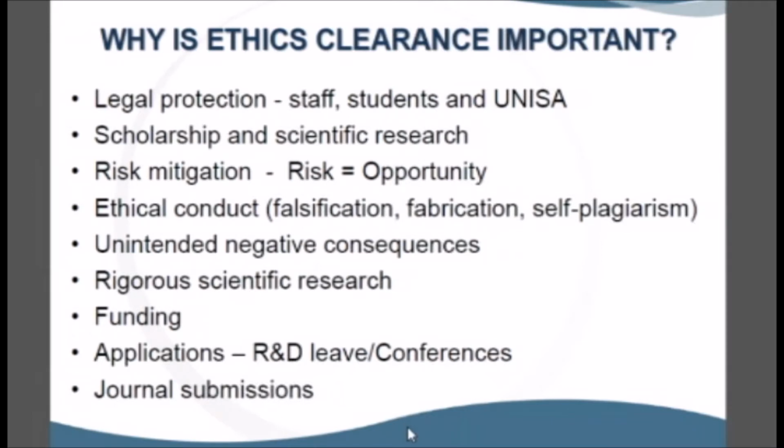Unintended negative consequences, that's to protect the staff, students, and the university, to ensure that research is rigorous and scientific. Also, when people apply for funding, they need to have ethical clearance as well. Say, for example, staff members want to go on research and development leave. They need to have ethical clearance for that. Also, when we want to attend conferences, we also need ethical clearance for that.